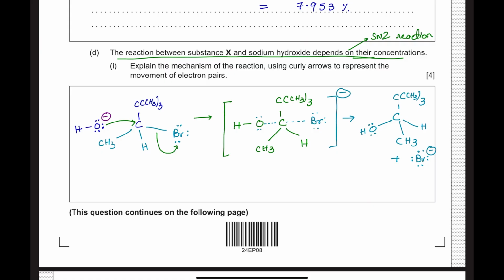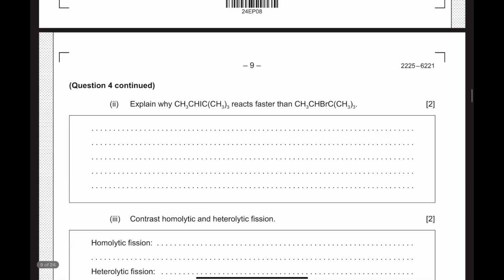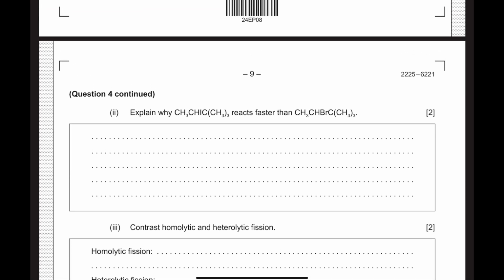Next, why does CH3CHICH3 whole thrice react faster than the bromine counterpart? Now, why does this iodoalkane react faster than a bromoalkane? So the reason is simple because iodine has a much bigger atomic radius. If it has a bigger atomic radius, the atomic orbital overlaps to form the covalent bonds are not that precise. So the overlap percentage is less. The bonds formed would be weaker.